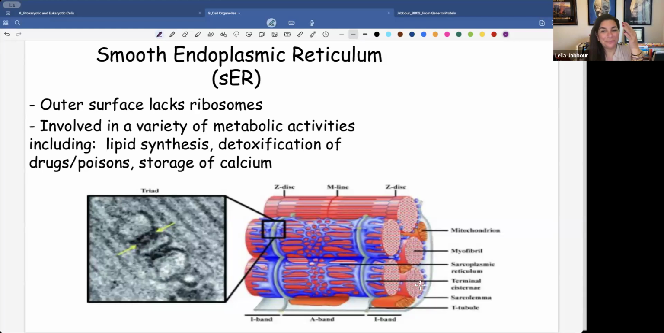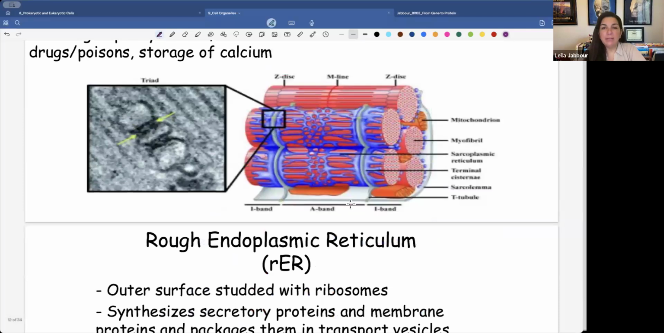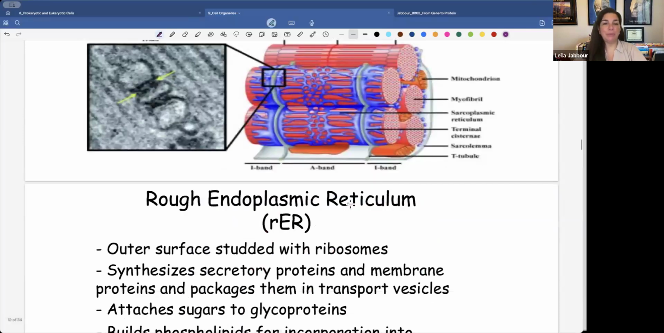For you, because you haven't yet seen what a muscle cell looks like, this might be a little bit too much too soon. All of this is actually the inside of one cell. But in blue is the SR, the sarcoplasmic, the smooth endoplasmic reticulum. Don't worry about the words here, Z-disc, M-line, A-band, I-band. This will come up in the muscle chapter.